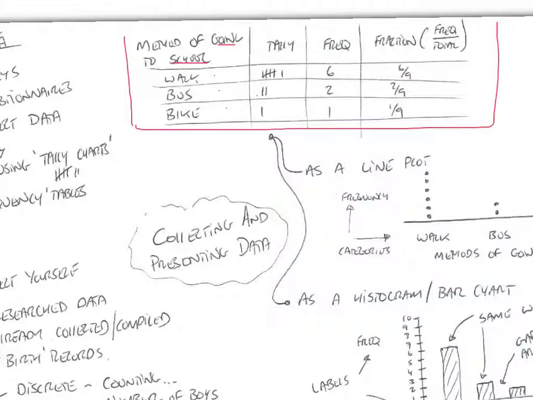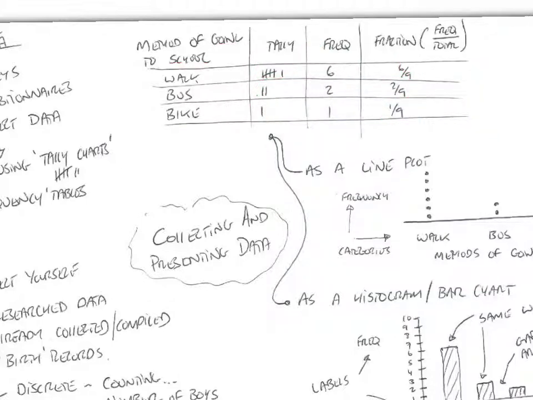9 students were asked how they get to school. 6 said they walked, 2 came by bus, and 1 came by bike. And these tallies are otherwise known as frequencies, so the numerical values are 6, 2, and 1. And then sometimes we're asked from our frequency table what fraction of the students walked to school. Well, in this case, it's 6/9, or 2/3, or 2/9 took the bus to school, or the fraction that cycled to school was 1/9.